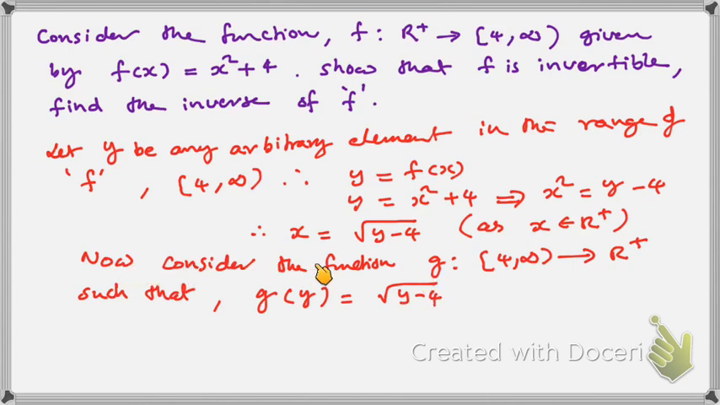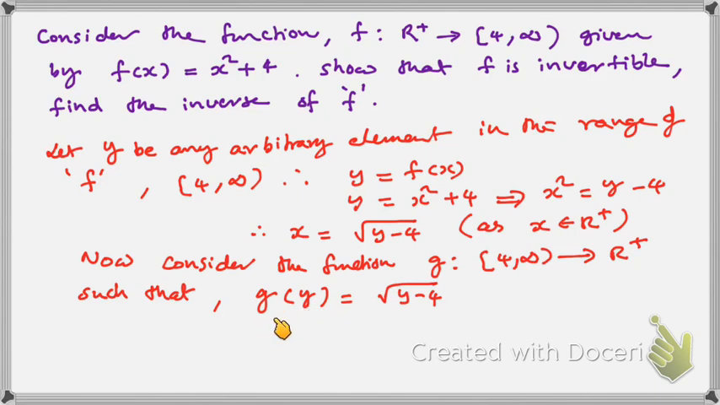So I'll say now consider the function g, which is defined from 4 to infinity back to R plus, because it is a reverse function. It was originally f from R plus to 4 to infinity. The reverse function will be from 4 to infinity back to R plus, such that g of y is equal to root of y minus 4. So this reverse expression, reverse function, I name as g of y.